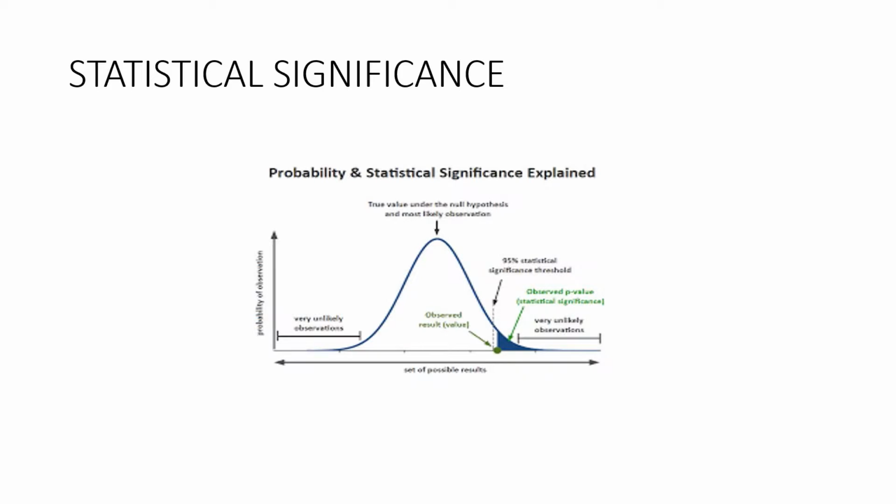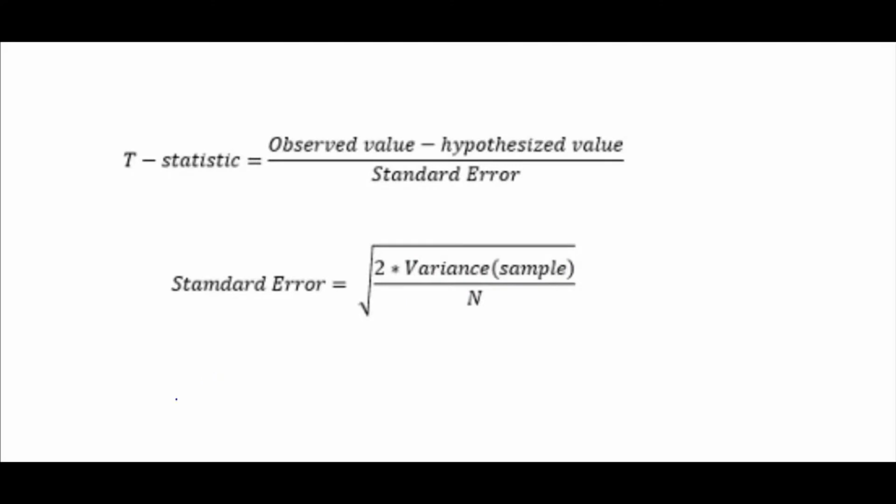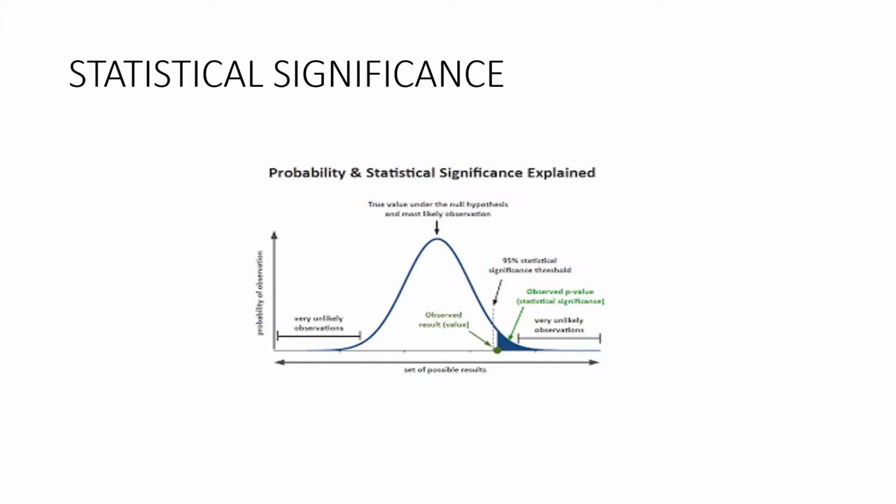Next, we can calculate our t statistic using the below formula. T statistic is equal to observed value minus hypothesized value divided by standard error. Standard error is equal to root of 2 variance of sample divided by n.